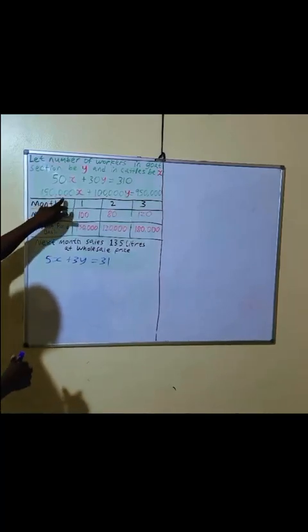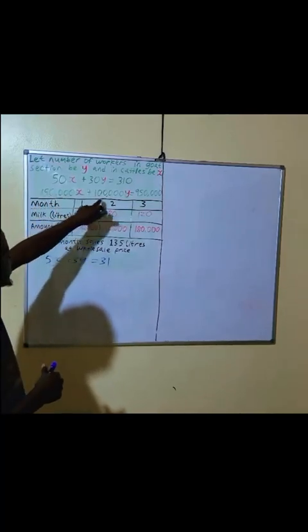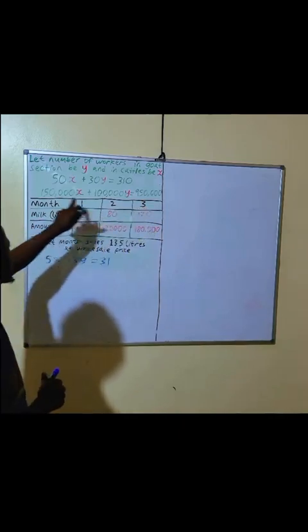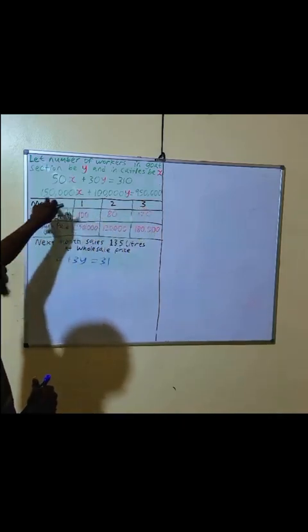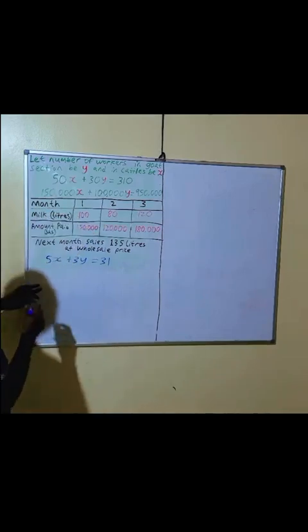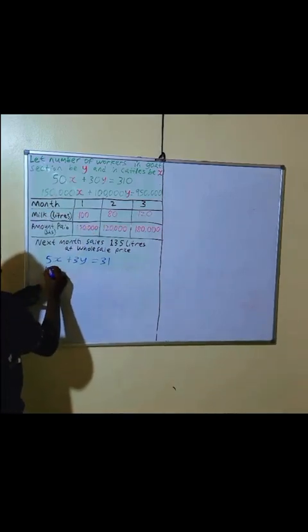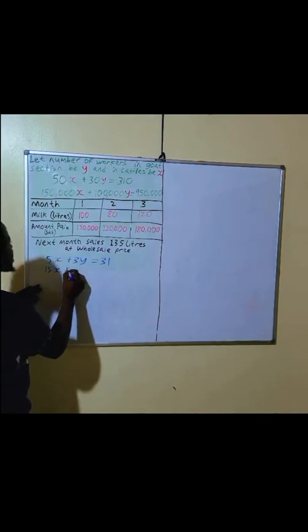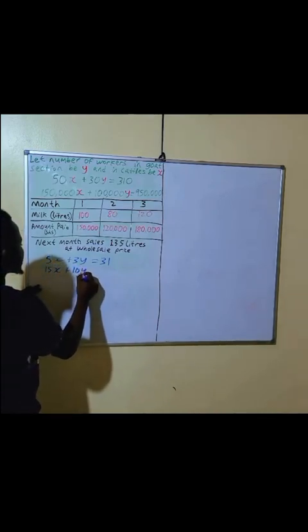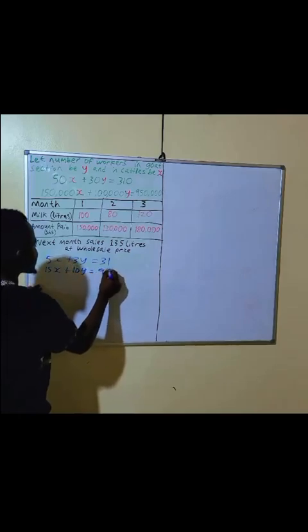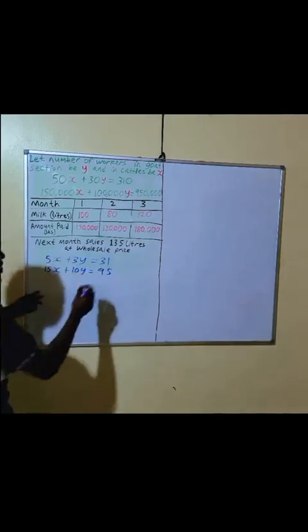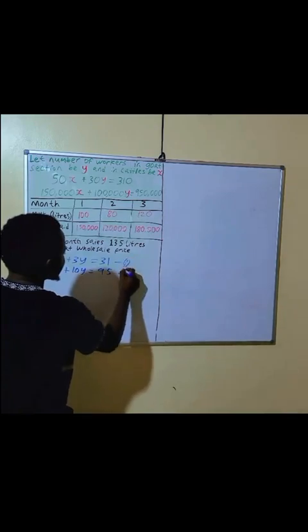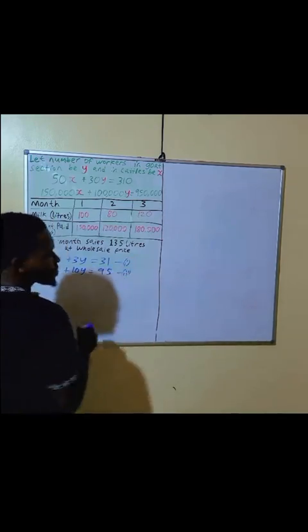Then this one, here there are 4 zeros, even here 4 zeros, even here 4 zeros, which means I can divide it through by 10,000. If I divide through by 10,000, I get 15x plus 10y equals 95. So this is my equation 1. This is my equation 2.